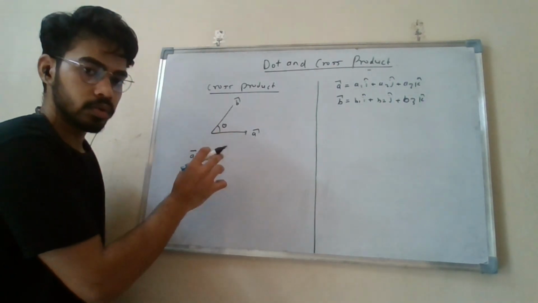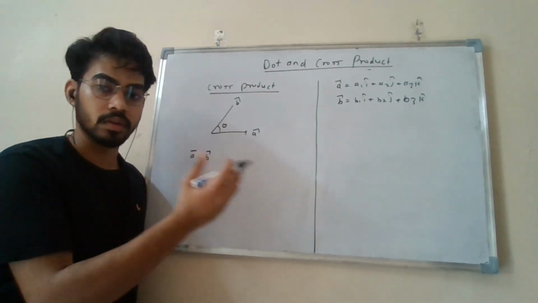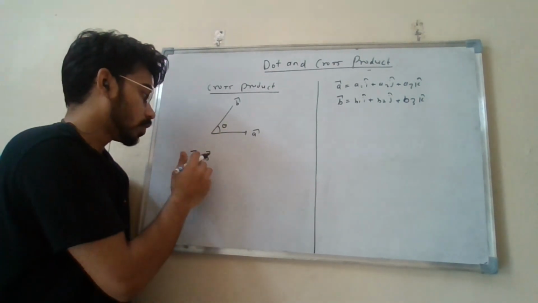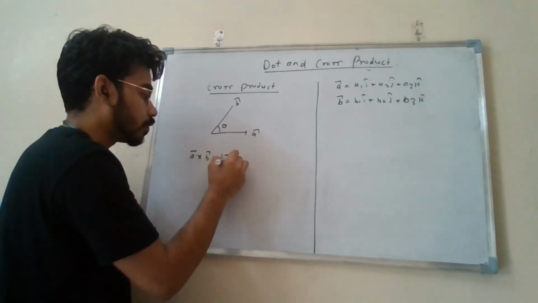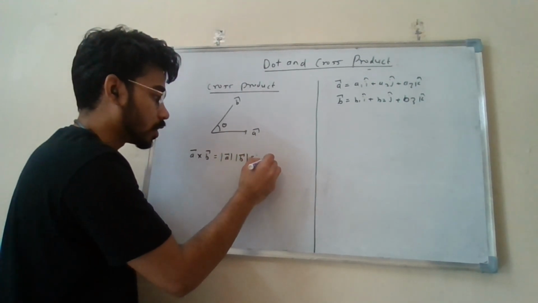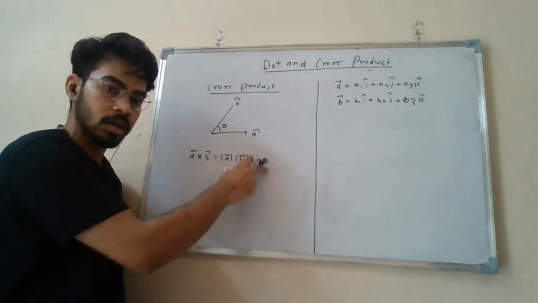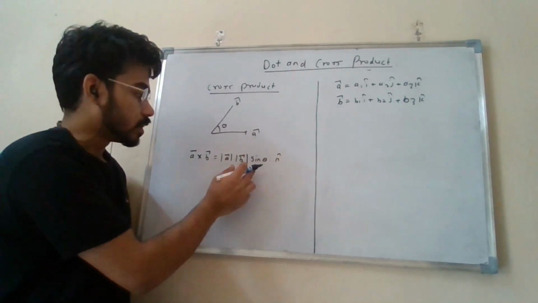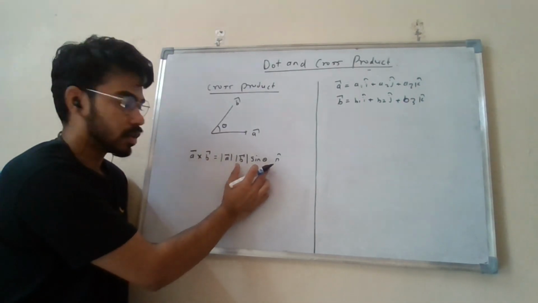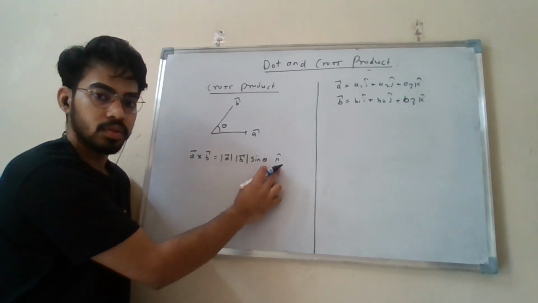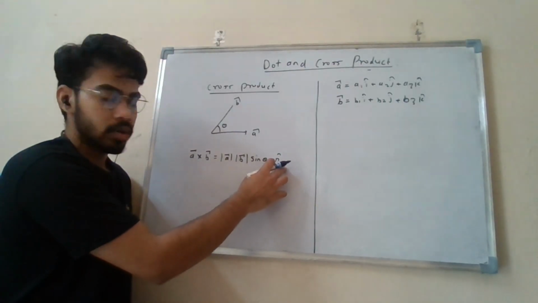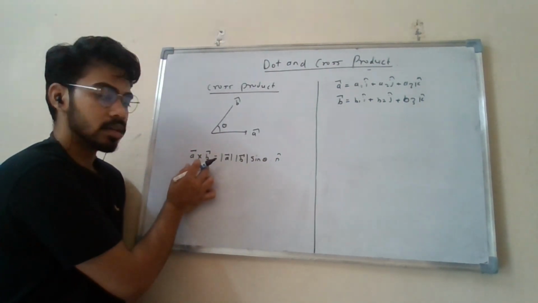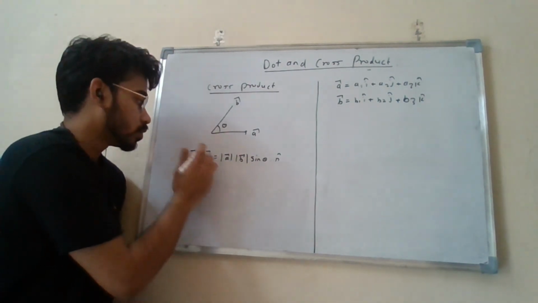Now, a cross b, the cross product of two vectors, gives us a vector quantity, meaning there is a magnitude and a unique direction as well. The formula is a cross b equals mod of a, mod of b, sine theta, into n cap. In the dot product we use mod a mod b cos theta, but in the cross product, sine theta is there. What is n cap? The term mod a mod b sine theta is a scalar quantity, and n cap is a unit vector. So n cap gives us the direction, and the scalar value gives us the magnitude of the a cross b vector. Okay, so this is my formula.